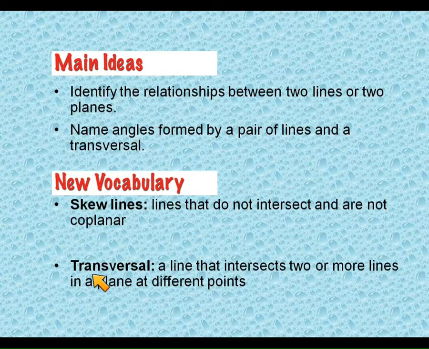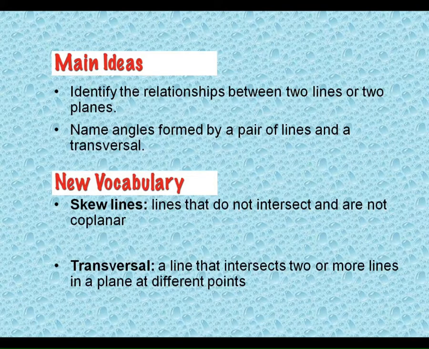And then we have a transversal. A transversal is a line that intersects two or more lines in a plane at different points. It crosses two other lines in a plane at different points. Okay. So these are two types of lines that we can have. We're going to talk about today, skew and transversals. So you're going to identify lines in a cube and say, are these skew? And then lines in a plane, are these transversal?